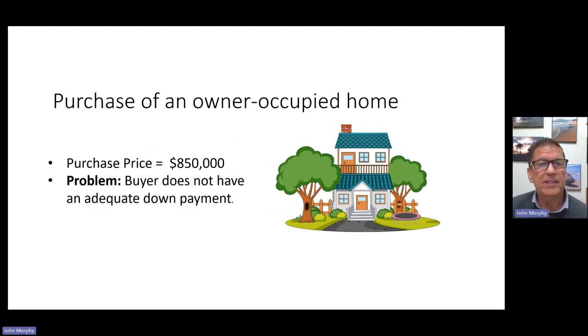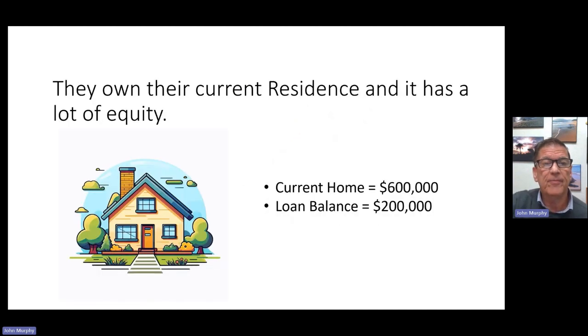So here's the scenario. Let us say you want to purchase a home, in this particular case, owner occupied. The purchase price is $850,000. The problem is the buyer does not have an adequate down payment to purchase the home and get the loan that they want.